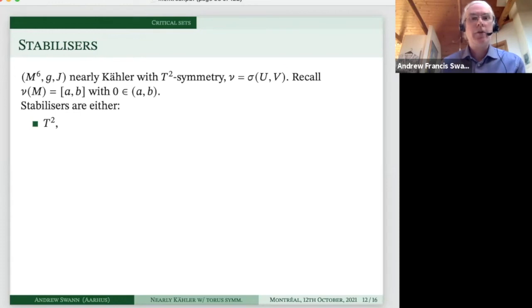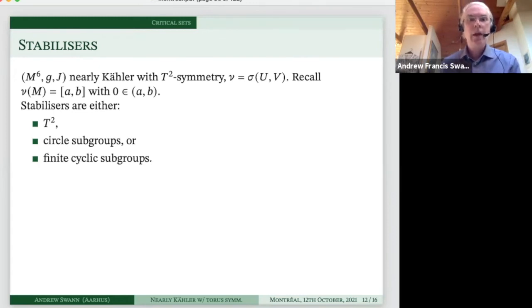If the stabilizer is two-dimensional, then it has to be the whole torus itself. So you're getting fixed points. Or if it's one-dimensional, then the stabilizer is actually connected, so it's automatically a circle subgroup. Or there is a possibility that you have finite cyclic subgroups. The last possibility, you don't see that in any of the examples I've written down. I guess you could construct examples by taking finite quotients of some of them.